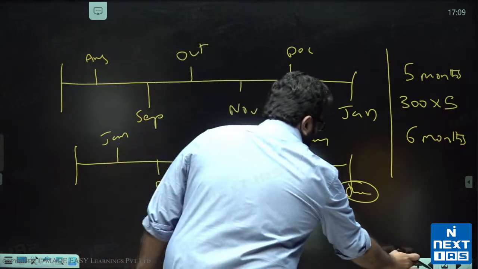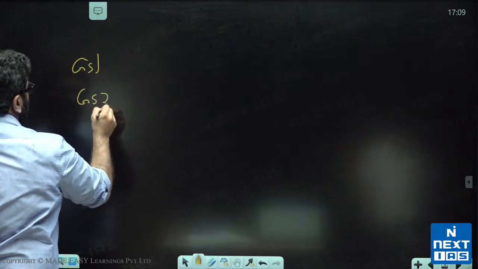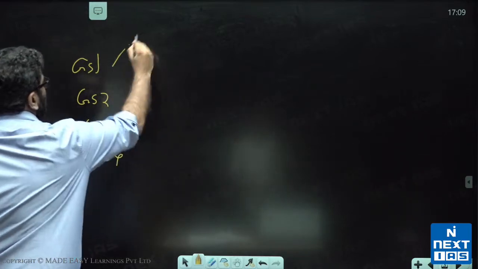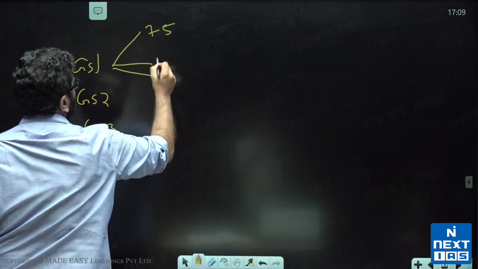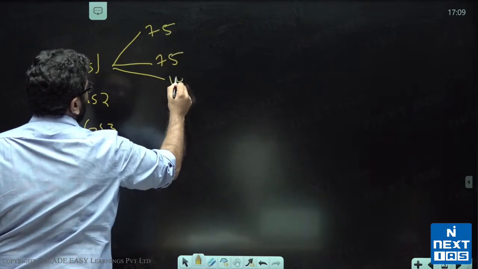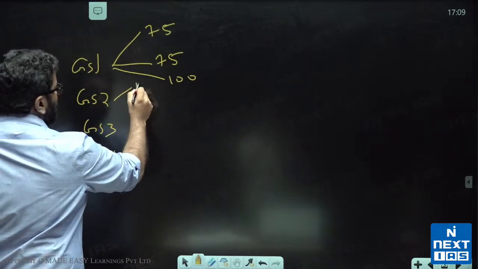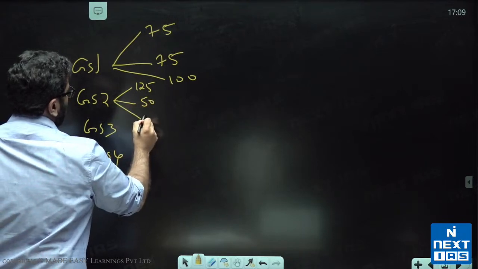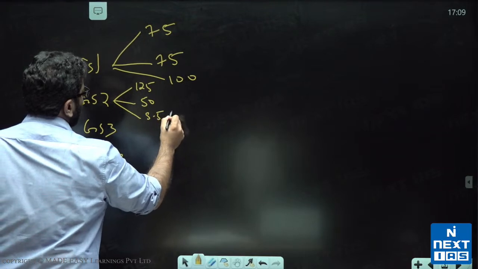So if you are looking at the composition of marks, right, you have GS1, you have GS2, you have GS3, you have GS4, right? Now, within GS1, you have 3 prominent compositions. You have 75 marks of history, 75 marks of society, and 100 marks of geography, right? Now, if I take GS2, it's 125 marks of polity, 50 marks of IR, you have social justice, which accounts for 50 to 75 marks, right?